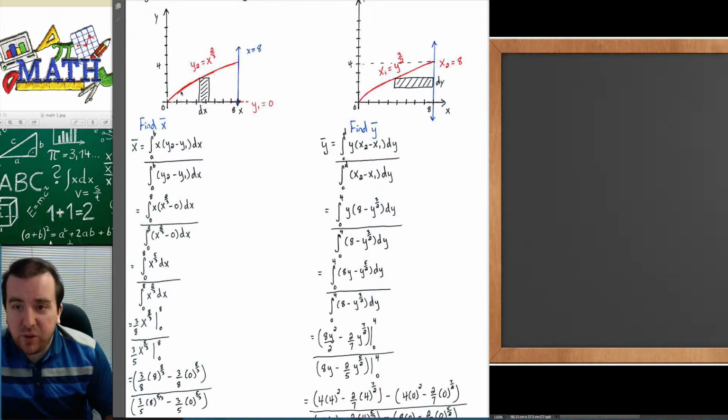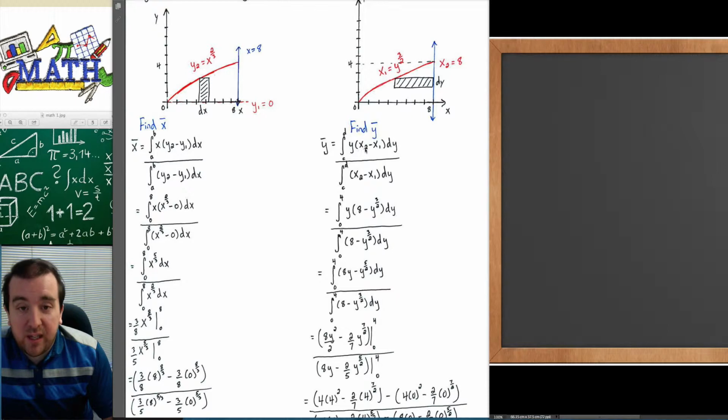Now notice here, I haven't drawn this one in this time, but for the x bar we're going a distance from the y-axis to the dx element, and for the y bar we're going from the x-axis up to the element dy. I just haven't drawn it in this time. But here we get our formula.